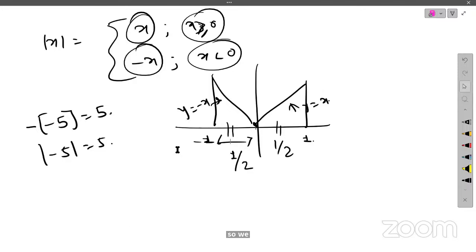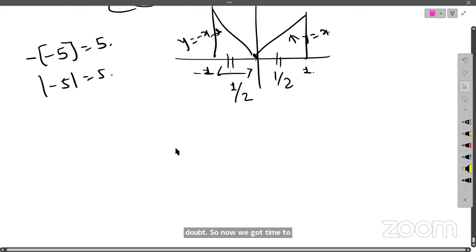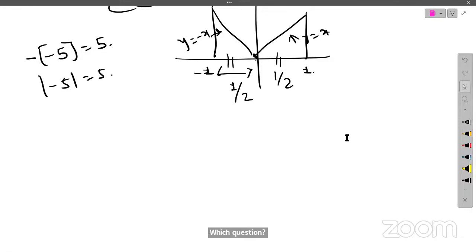Madam, the graded assignment from last week, I have a doubt. So now you got time to solve. Yeah, we can discuss. Which question? I'll paste it in the chat, madam. So that's all for today. I'll upload this particular PDF in the calendar. Madam, you will take the Monday session? Yeah, I'll take the Monday session. Tomorrow there won't be any session. Whether I'll take one more revision session before that, I'm not sure, but I'll take the Monday session.